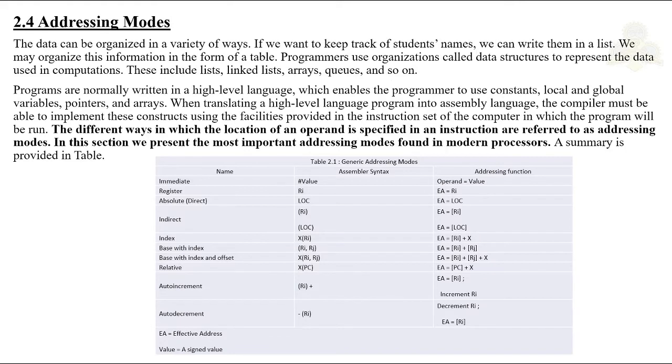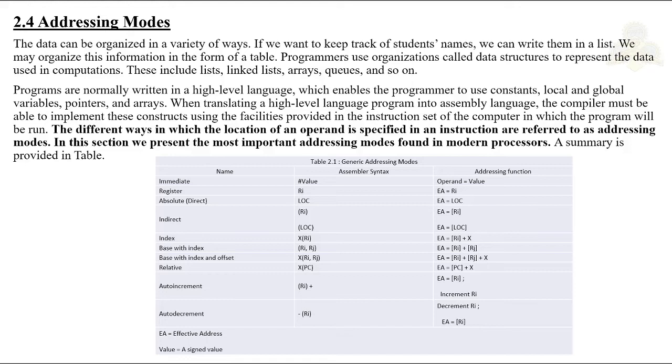Next, we will see the same addressing modes. The data is organized in a variety of ways inside the memory. If you want to keep track of, say, student names, what can we do? We can write them in a list. Developers or programmers use something called data structures. These data structures include stack, linked list, arrays, queues, etc. Whenever programs are written in a high level language, it enables programmers to use constants, local and global variables, pointers, and arrays. These things can store the data.